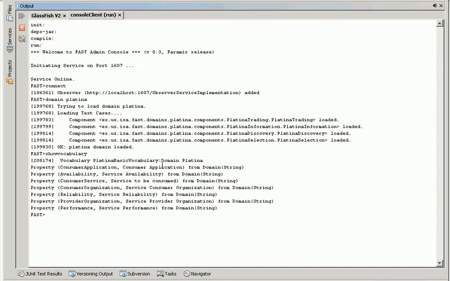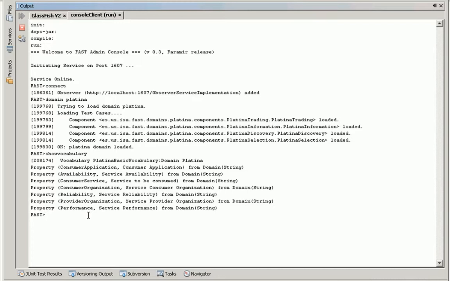We can see different types of properties. For example, we have properties such as reliability or availability that are related with quality of service concepts, and others such as consumer organization or provider organization that are more organizational in terms of the domain.